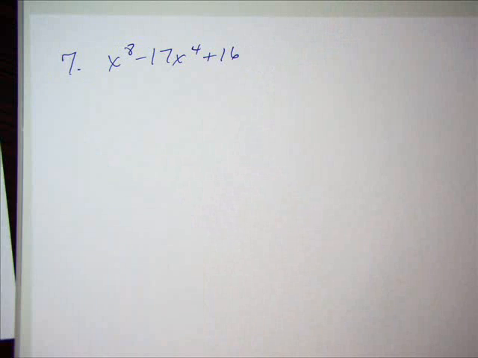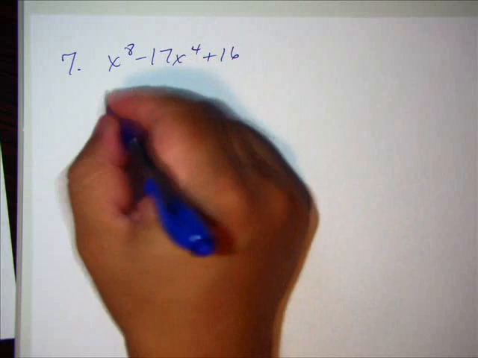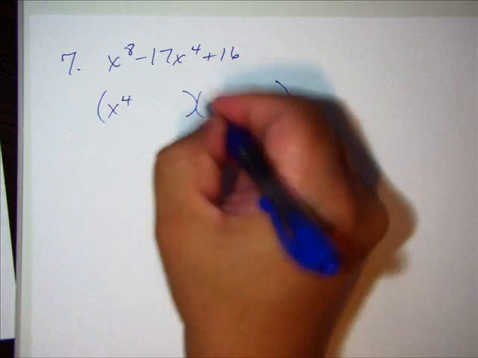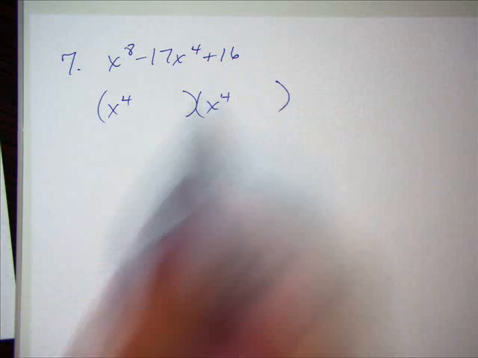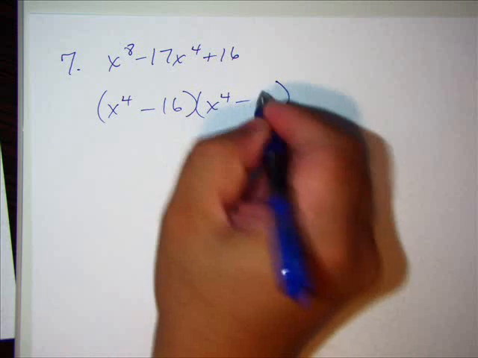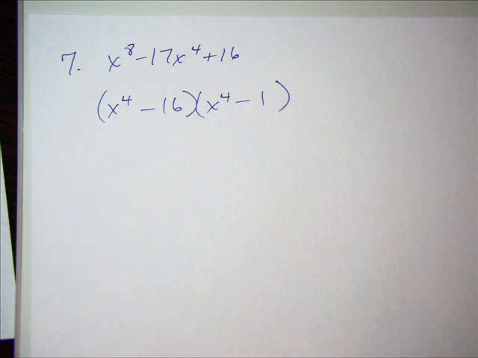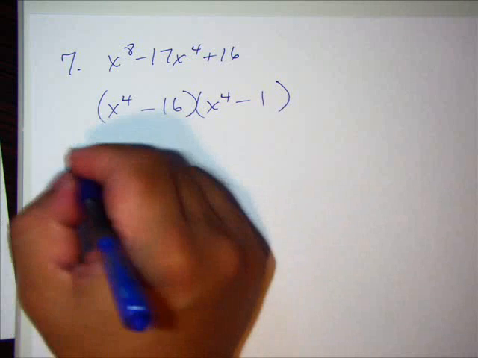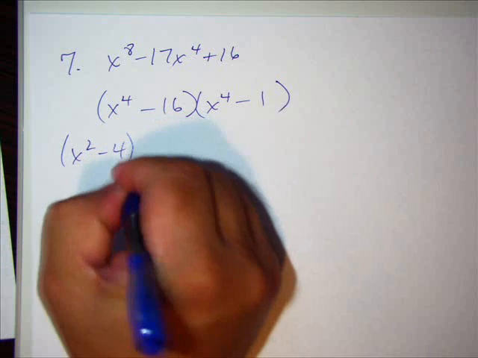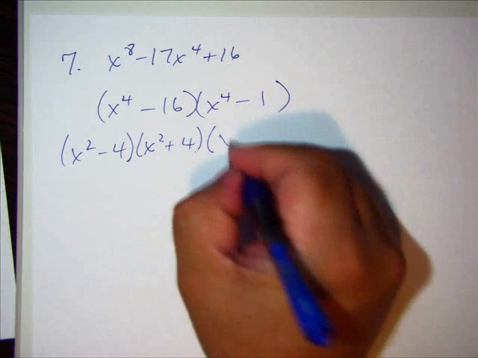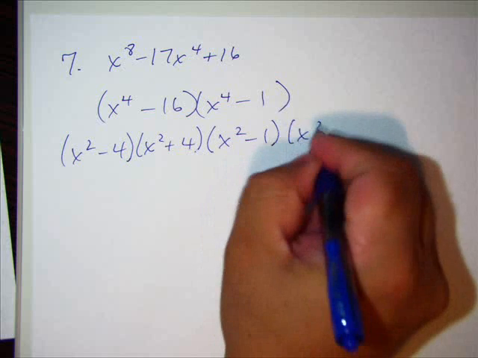Okay. We're going to treat this like a quadratic to begin with. We'll take half that exponent. What are the factors of 16 that combine to make negative 17? Negative 16, negative 1. Again, we have difference of two squares. X to the fourth is a perfect square. So it's x squared minus 4, x squared plus 4. Same with this one, x squared minus 1, x squared plus 1.